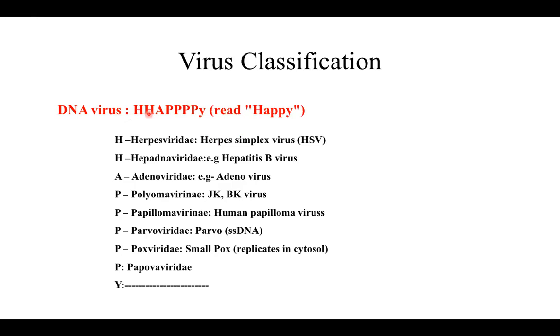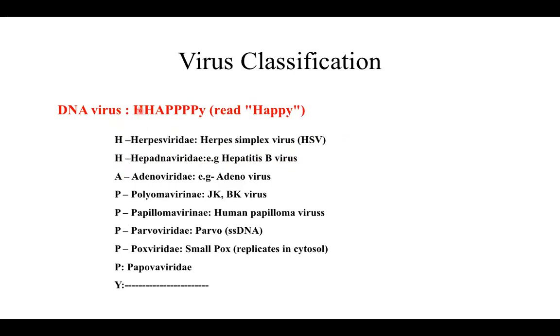That is happy. H stands for the herpesviridae, that is herpes simplex virus type 1, type 2, type 3, type 4, like this. Another H stands for the hepadnaviridae, that is hepatitis B. Remember that all the hepatitis viruses except hepatitis B are RNA viruses. That is hepadnaviridae, that is hepatitis B.